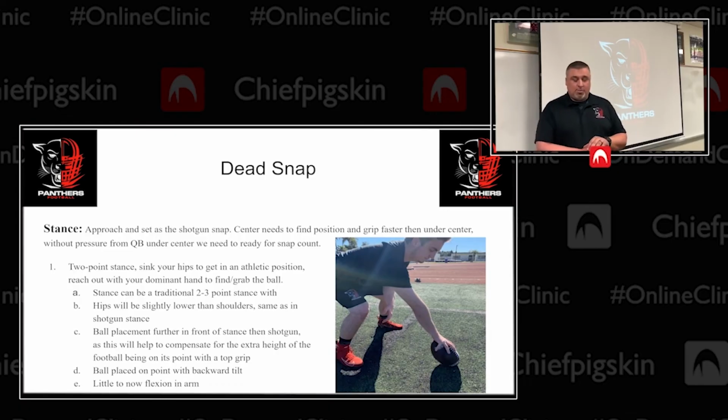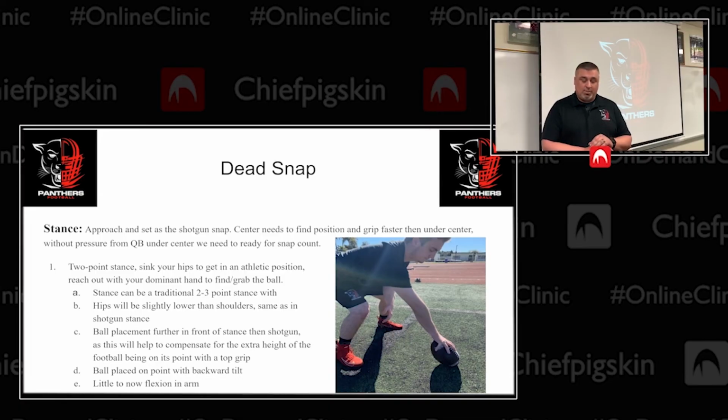So the stance and approach, again, are the same setup as the shotgun snap. Center needs to come up, get a good grip real quick. And I feel like this grip's a little bit faster to get than the traditional shotgun snap, because the ball tends to be already laying and set. So you can palm the ball. It's almost more like picking it up and getting your hand set than with the shotgun snap, where we have to find the laces, rotate the ball and get that wrist turned.